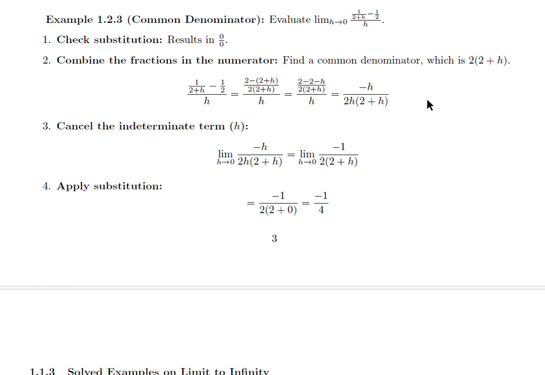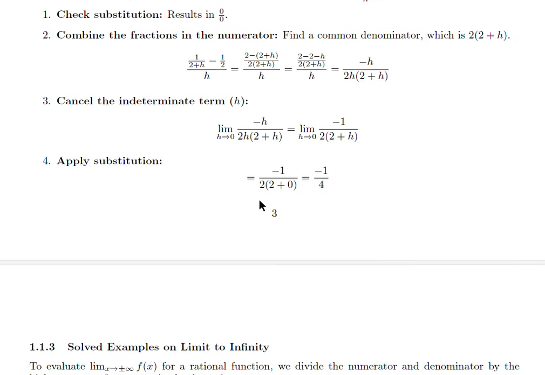Next, we've been able to represent the original function. Then we'll try direct substitution once more. Direct substitution, we'll plug in 0 for h, and we have, okay, before we plug in 0, there's a common factor h that can cancel out at the numerator and denominator. So we'll be left with minus 1 over 2 into 2 plus h. Then we can plug in 0 now.